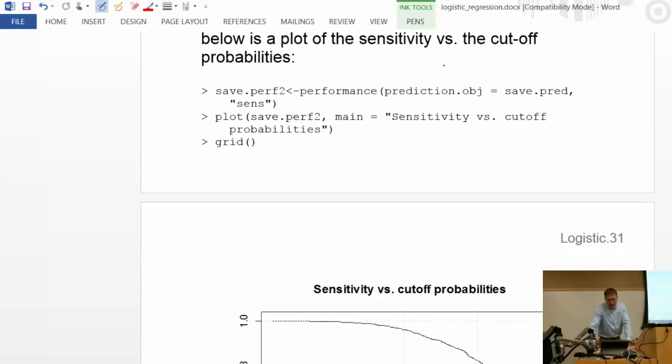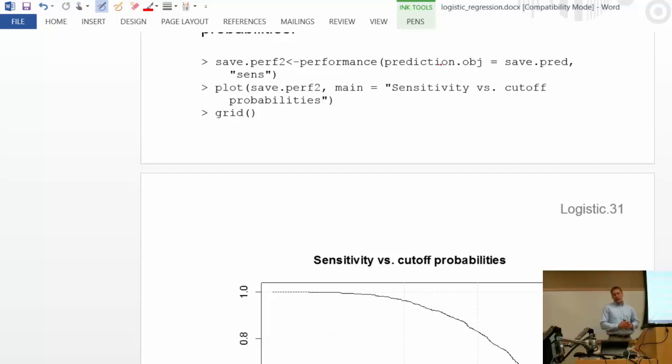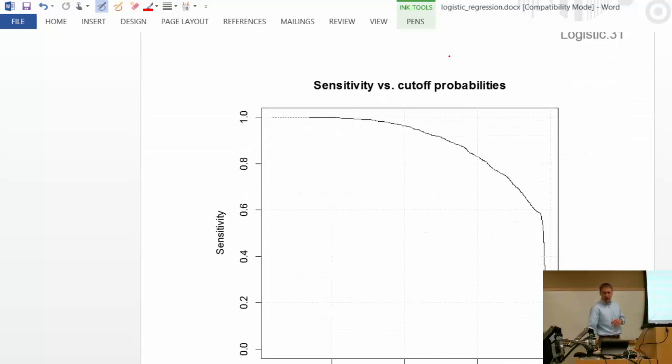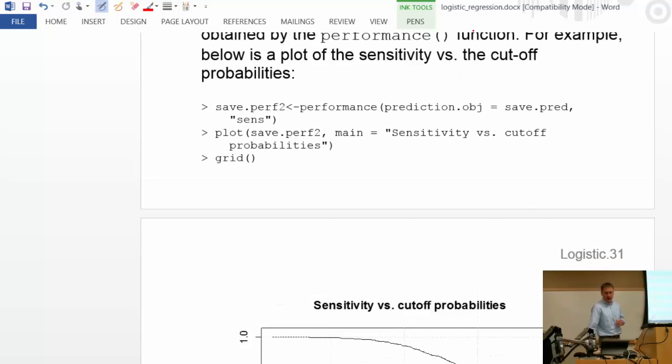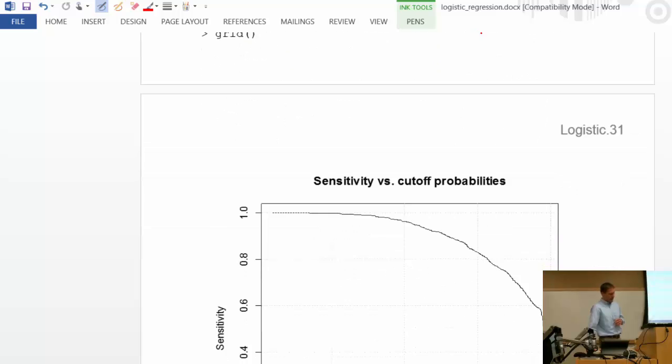And lastly, what I was trying to get at is that you can use the functions from the ROCR package to do other kinds of plots too. In particular, what I have here is a plot of the sensitivity versus the cutoff probabilities. You can see that as my cutoff probability increases, my sensitivity goes down. You should think about intuitively why that should happen. Please take a look at the corresponding code on your own.